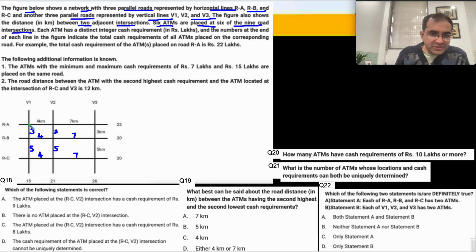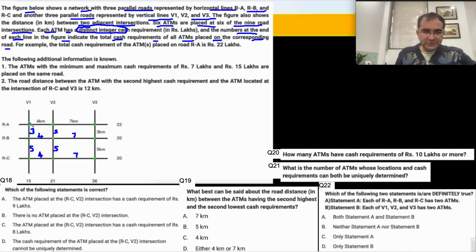These are the 9 road intersections. उसमें there are 6 ATMs. Each ATM has a distinct integer cash requirement. ठीक है, 6 distinct integers आएंगे. Numbers at the end of each line indicate total cash requirements of all ATMs placed on the corresponding road.